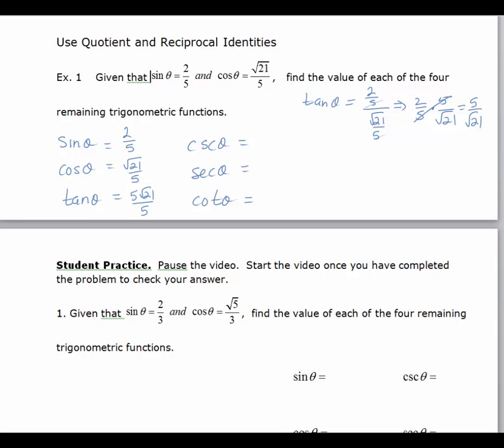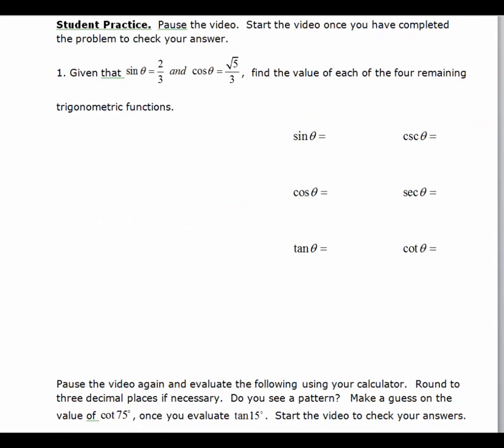The cosecant is just the reciprocal of the sine, so 5/2. The secant is the reciprocal of cosine, 5 over the square root of 21. Multiplied by the square root of 21 over the square root of 21, we get 5 square roots of 21 over 21. And the cotan, I want to take the reciprocal, but I'd rather take the reciprocal before I rationalize, so I don't have to rationalize again. So I'll take the reciprocal of the 2 over the square root of 21, which would be the square root of 21 over 2. So I'd like you to pause the video, try the next problem, and then start the video up to check your work.